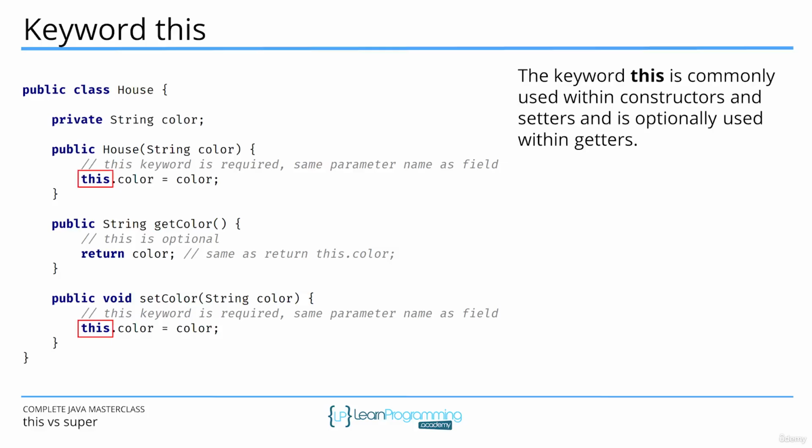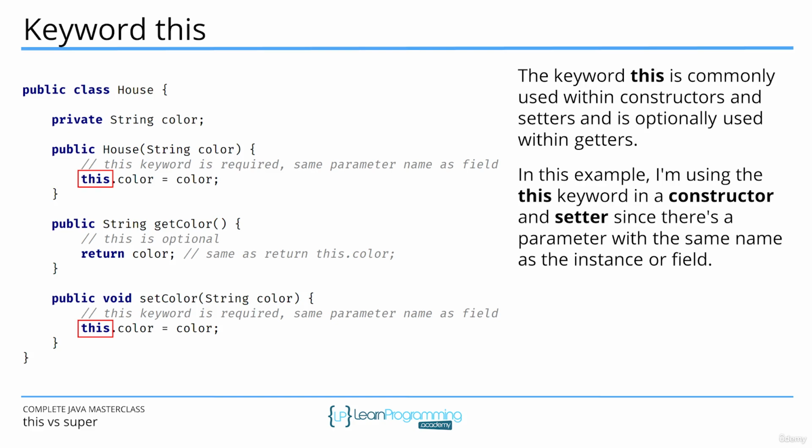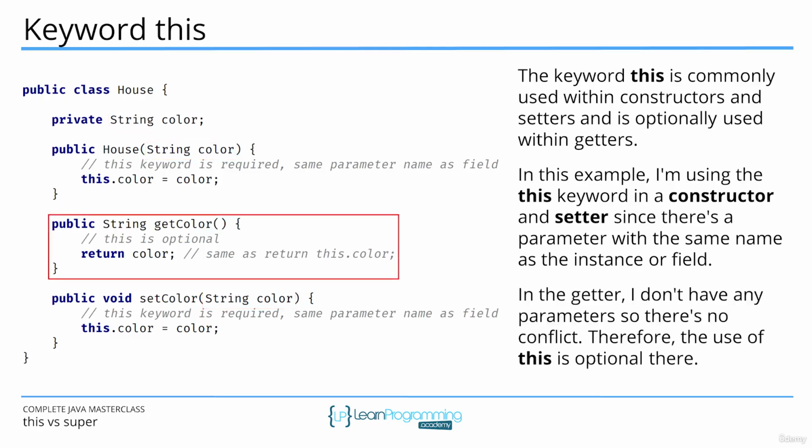The keyword this is commonly used within constructors and setters and is optionally used within getters. In this example, I'm using the this keyword in a constructor and setter since there's a parameter with the same name as the instance or field. In the getter, I don't have any parameters, so there's no conflict. Therefore, the use of this is optional there.